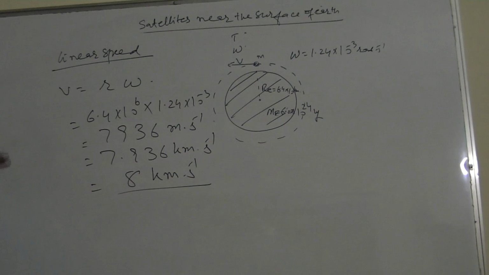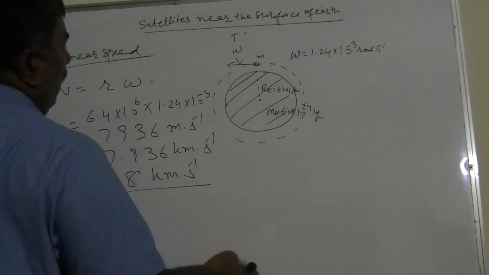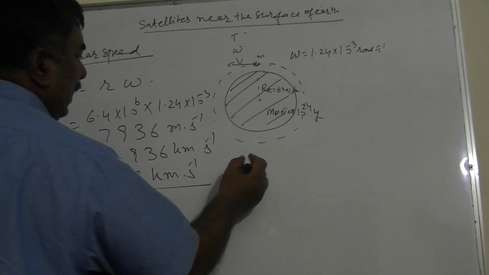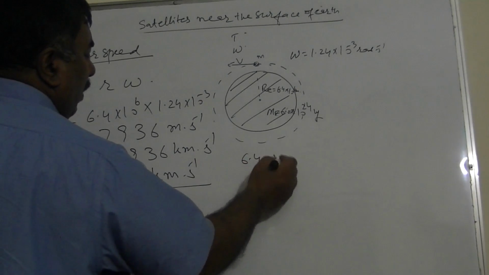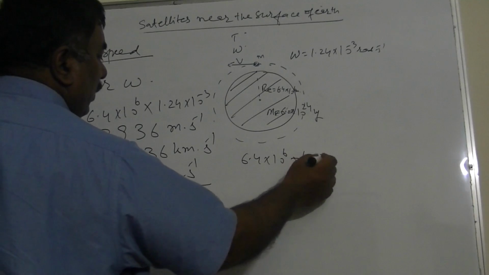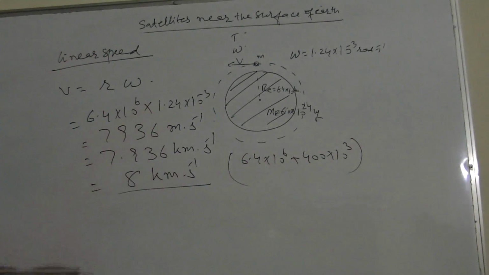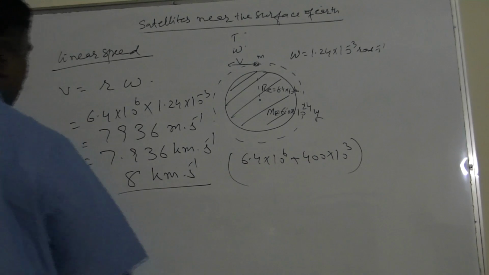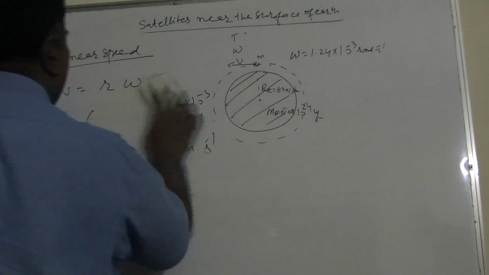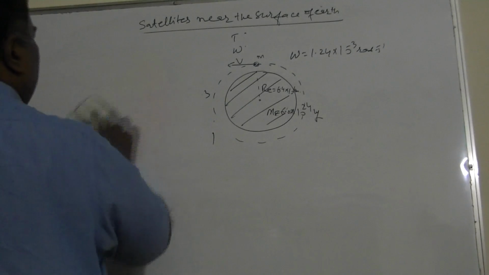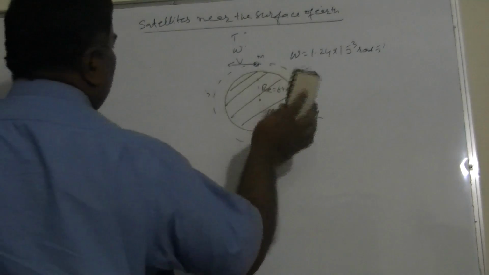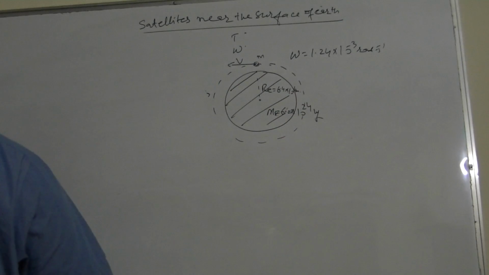If the height is given, suppose the examiner says the height of a satellite is 400 kilometers, you will just add 6.4 into 10 power 6 plus 400 into 10 power 3, then get the orbital radius and redo the calculations. So you can take this chapter also. But clearly, I have not given here the exact value. I have just calculated the approximate values here.